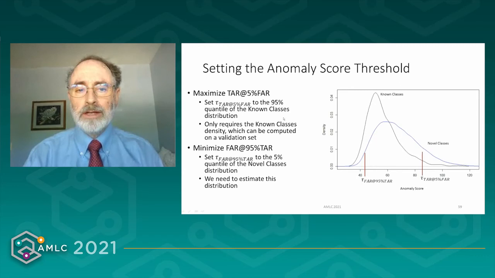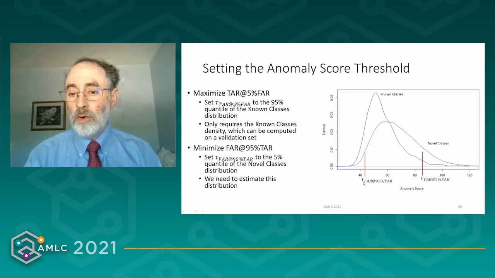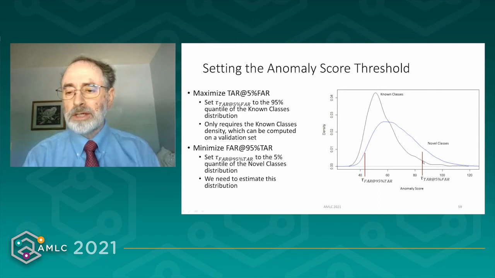then it's fairly straightforward. What we want to do is look at this black curve here. This is a kernel density estimator showing the anomaly scores on our known classes, right? So this is probability density, this is the anomaly score. And if we want to have a 5% false alarm rate, we want to set our threshold tau here such that the area under this black curve is 5%, because that's where those will be our false alarms. And then our true alarms will be just what's under the blue curve.